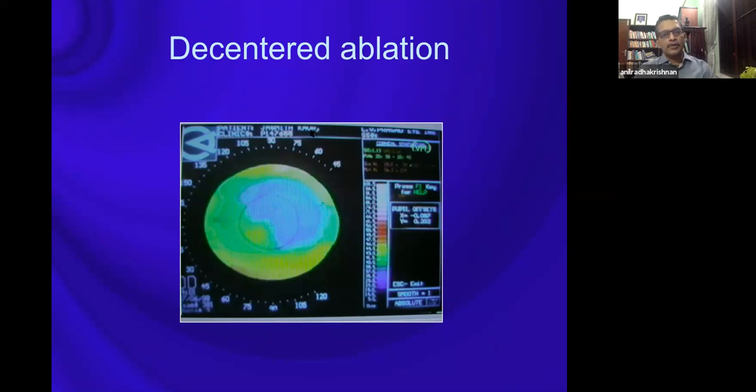This is an example of a topography map which shows decentered ablation. Normally, in a LASIK patient, the centration has to be exactly centered. So in the central 3 millimeter, the cornea should be of one color. So this is corresponding to something like 36, while this would correspond to something like 44. If you have so much disparity in the central 2.5 millimeter of the cornea, you'll have a lot of problems, visual phenomena. You can have doubling, you can have glare, splitting of images and all that. So this is a classical example of a decentered ablation.